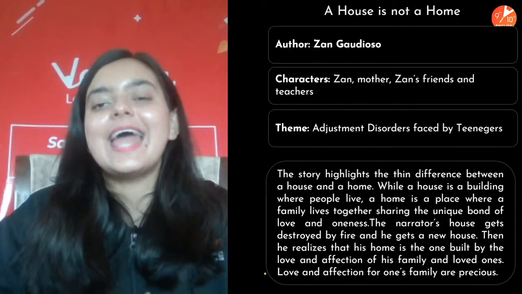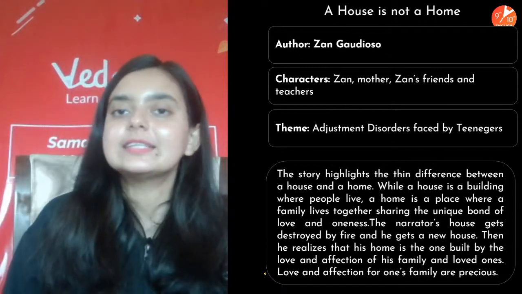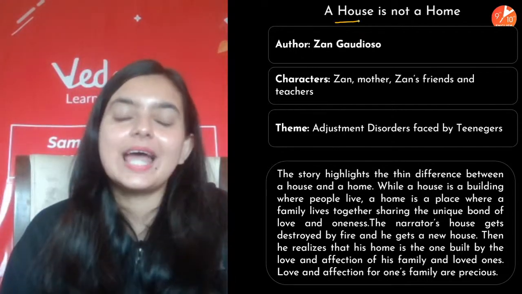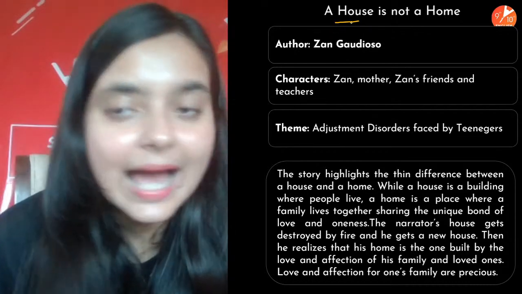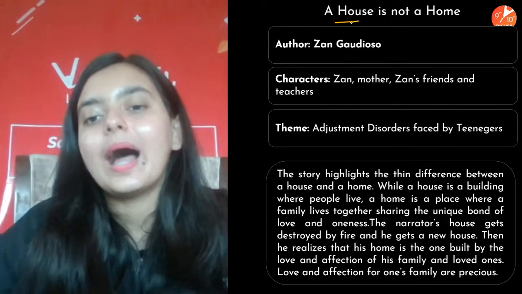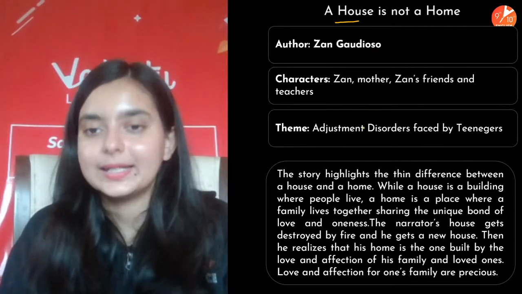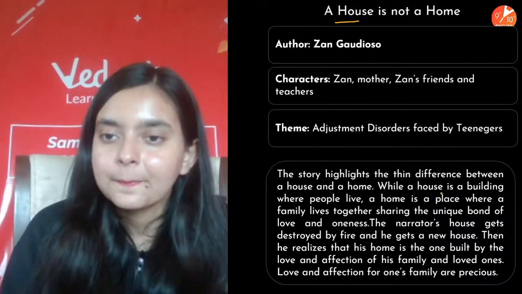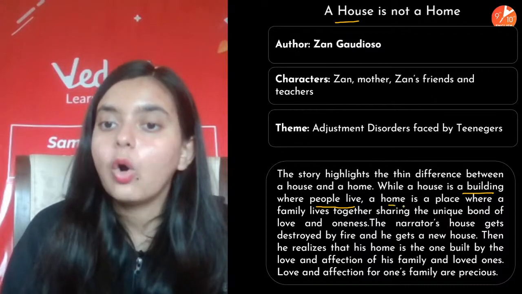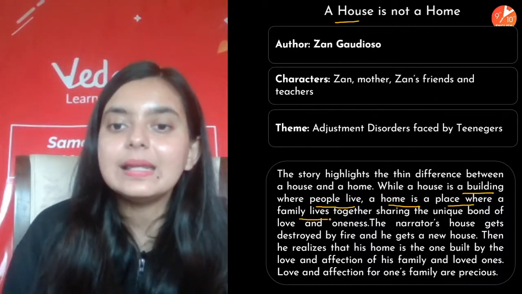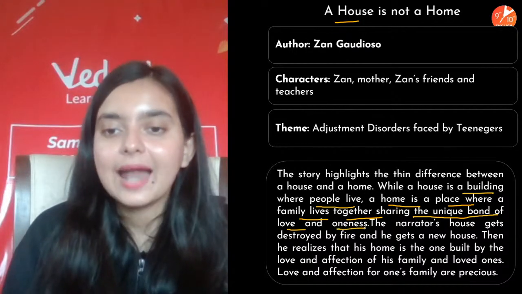Awesome. Now, the next story that we have is A House is Not a Home. From this story, as the title suggests, there is a big difference between a house and a home. So, what is the difference between a house and a home? That is very important for you to understand. A house is a building where people live, and a home is a place where family lives together, sharing the unique bond of love and oneness.